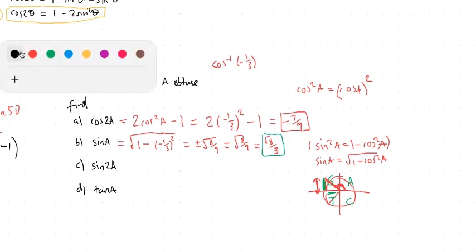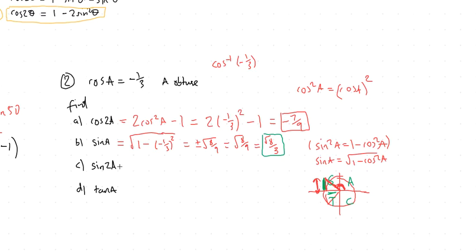Now sine of 2A, we can use the double angle formula, 2 sine A cos A from previously. And we can simply substitute in what we now know. So sine A is root 8 over 3, and cos A is negative 1 over 3. We can just put those all together. Those would come together and make 9, and there'd be a 2 on the top, so it'd be 2 over 9 root 8.